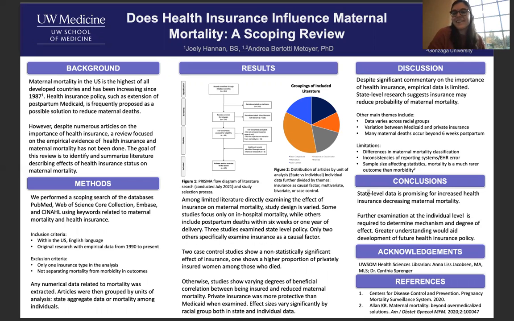Our main finding was that we hope more research could be done on this topic, and that we can keep working to address this in the US.